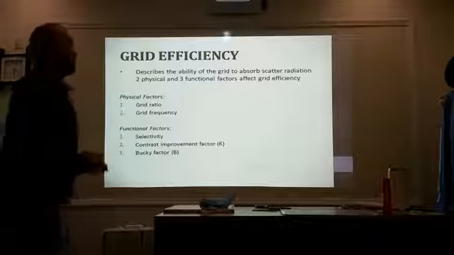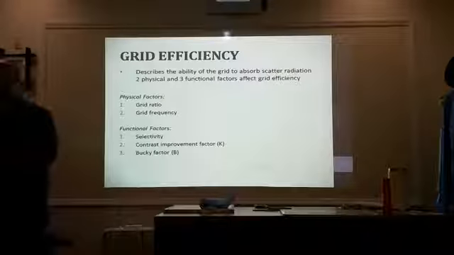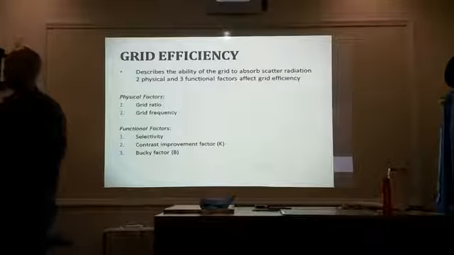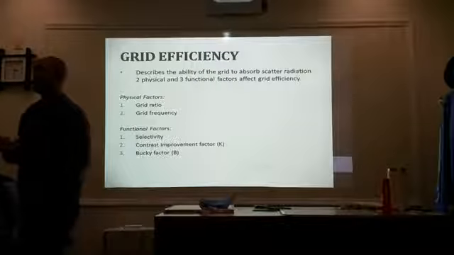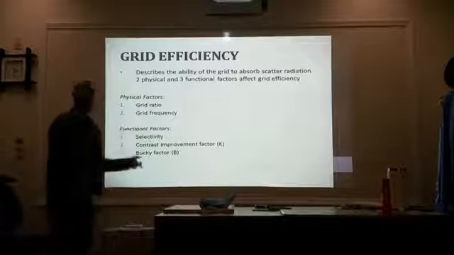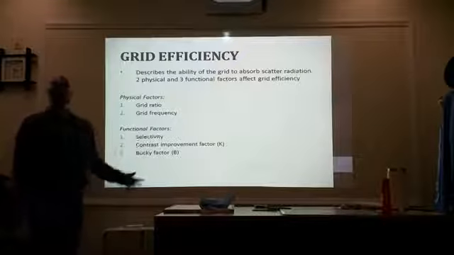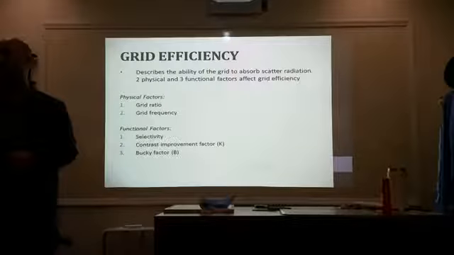We're going to be talking about grid efficiency, and this describes the ability of the grid to absorb scatter radiation. We're going to discuss 2 physical and 3 functional factors about grid efficiency. We'll be talking about grid ratio and grid frequency, and then we'll talk about selectivity, the K factor or contrast improvement factor, and then the Bucky factor.